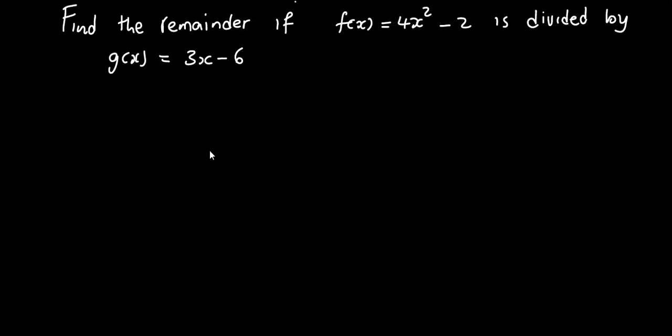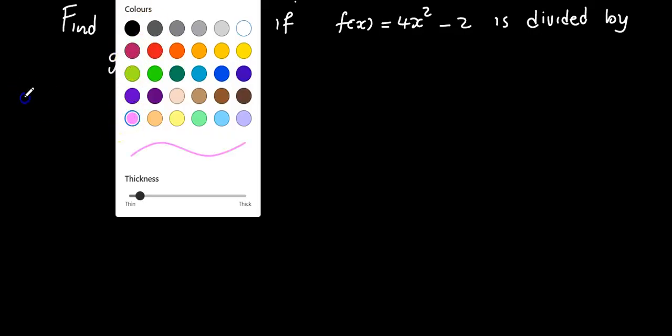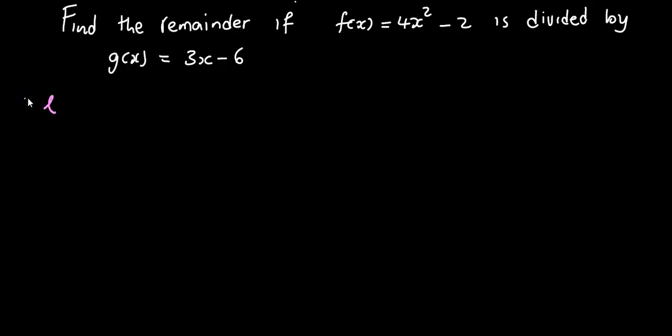So g(x), you're going to equate it to 0. Step number 1: you're going to let g(x), your given g(x), be 0. We know that g(x) is given as 3x − 6, and this is equated to 0. We need to solve for x.